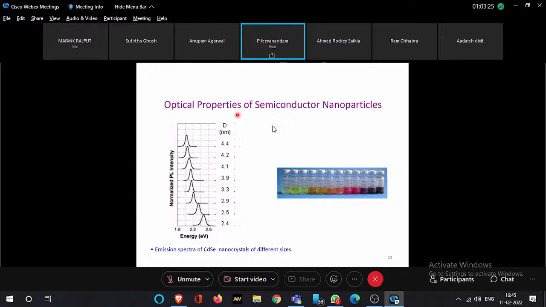I will repeat the question. Can you call these particles, 2.4, 2.5, 4.4 nanometer diameter spherical particles, a bulk solid? Maybe, sir. What is a bulk solid?